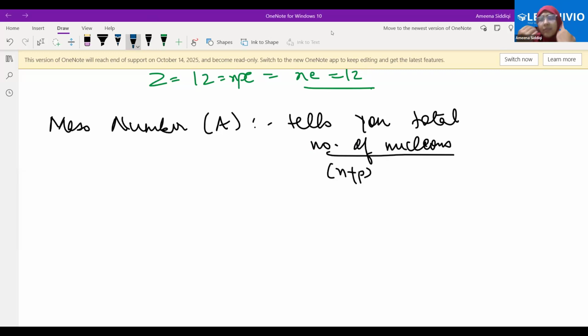But then we know the mass of one electron is very, very small in comparison to the mass of one proton and neutron. Almost it is negligible. Therefore, we will not be taking the mass of the electron. So what we are basically doing to find the mass of the atom is just calculating the mass of all the nucleons present inside the atom. Yes or no?